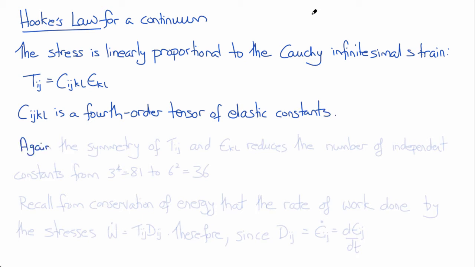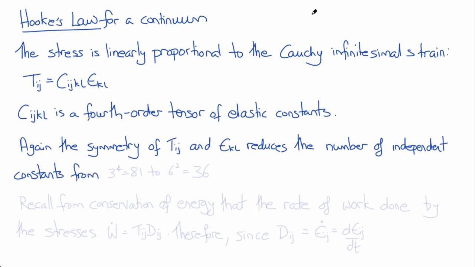Just as we reasoned for the linear viscous fluid, this tensor has a total of 3^4 or 81 components. However, because of the symmetry of the stress Tij and the strain epsilon kl, the number of independent constants would reduce from 81 to 36, which I think of as the number of constants in a 6x6 matrix relating the six independent components of the stress tensor to the six independent components of the strain tensor. However, we can actually do better than that.